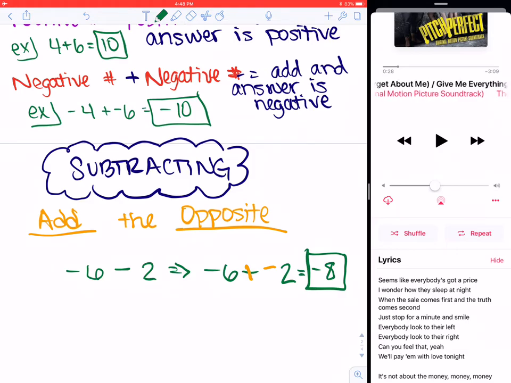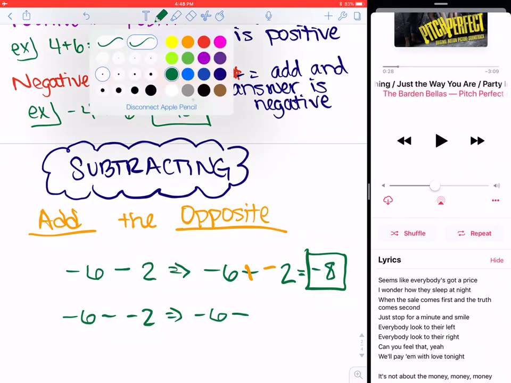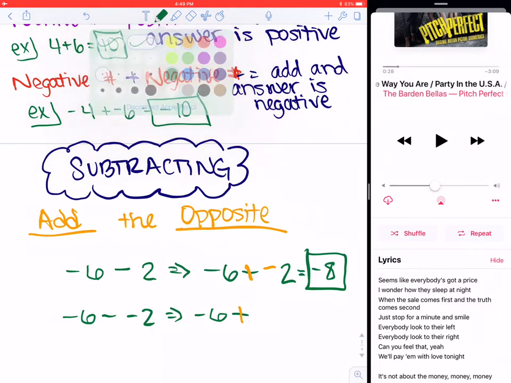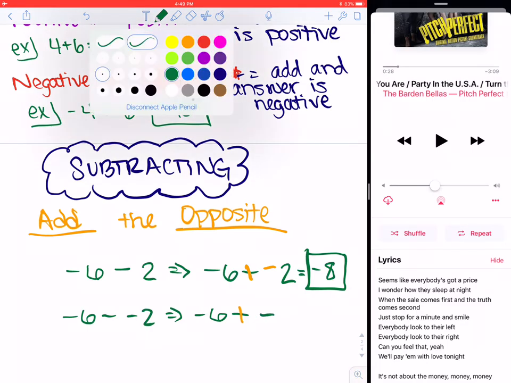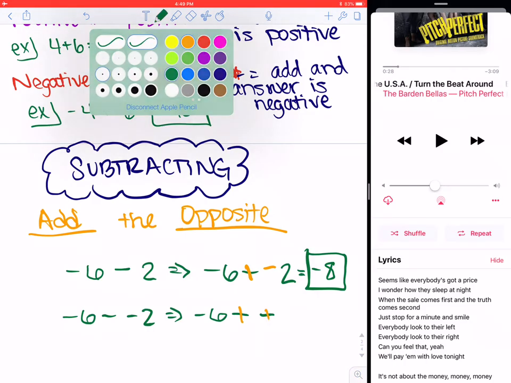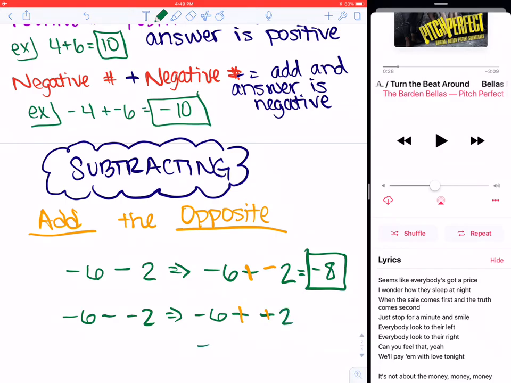Okay, let's look at another. What if I have -6 minus -2? I keep my first number. I change my minus sign to a plus sign, and I change the sign of my second number from negative to positive. And it becomes a positive. The number stays the same, 2. So now I have -6 plus 2.